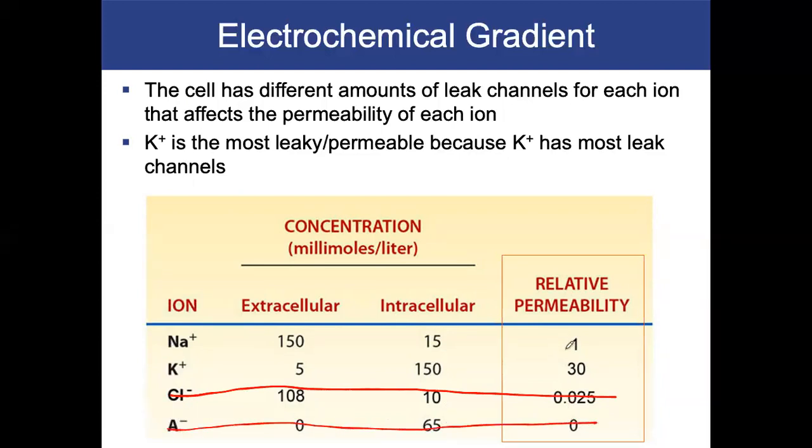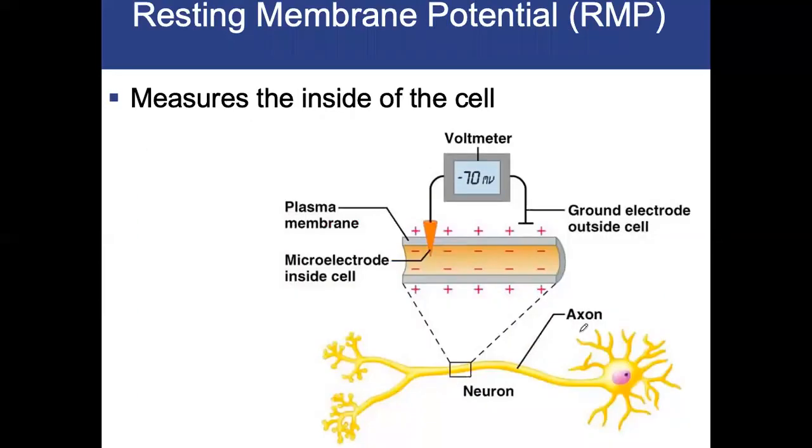Okay, so which one has the highest permeability? Good, potassium. And so this is telling me that we have a lot of potassium leak channels, right? And so any deviation or any change in potassium outside the cell is going to affect inside the cell greatly. What about sodium? Not very many channels, so the extracellular fluid isn't going to affect the cell that much.